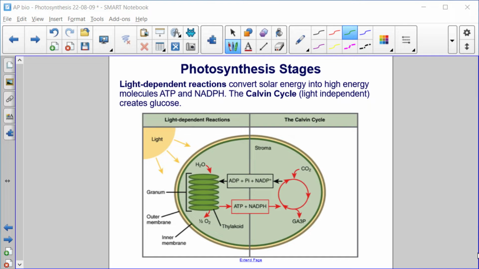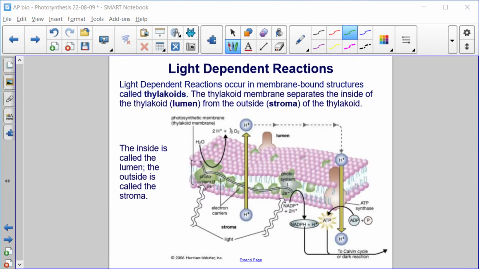Light-dependent reactions convert solar energy, so energy from the sun, into high-energy molecules, ATP and NADPH. So we're in the thylakoid membrane here, creating ATP and NADPH. The Calvin cycle, or the dark reactions, are light-independent, and that is where we're creating glucose. Light-dependent reactions occur in membrane-bound structures called thylakoids.